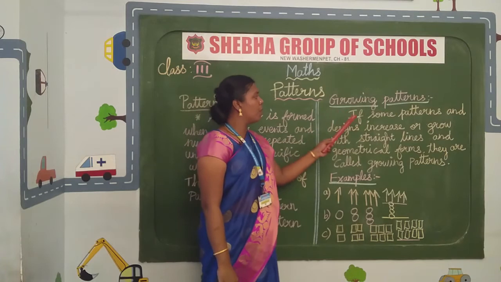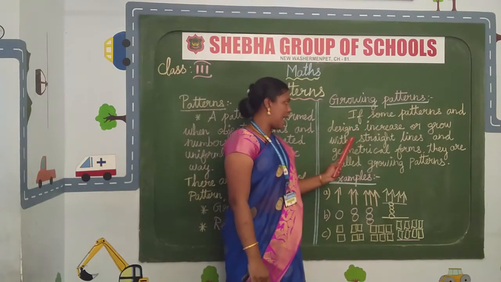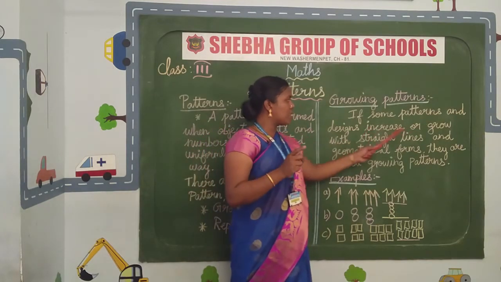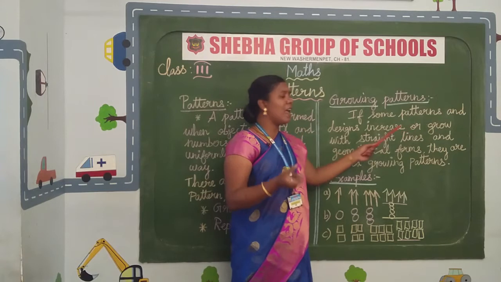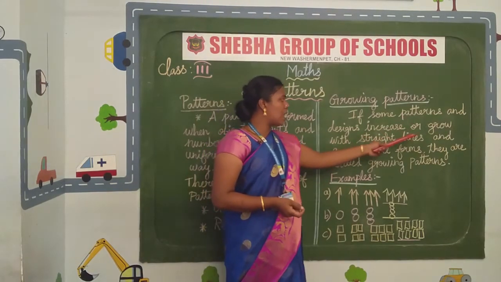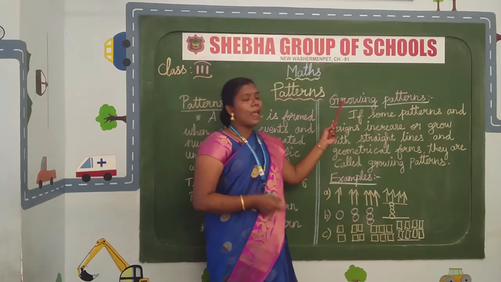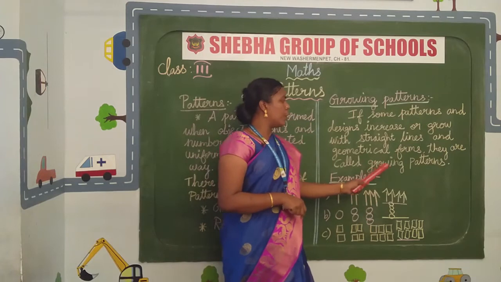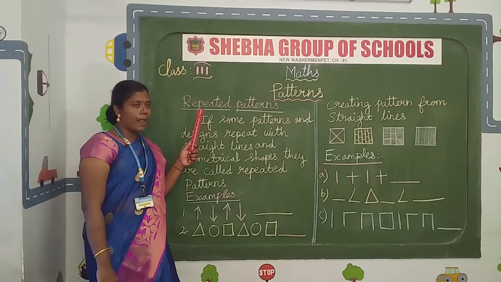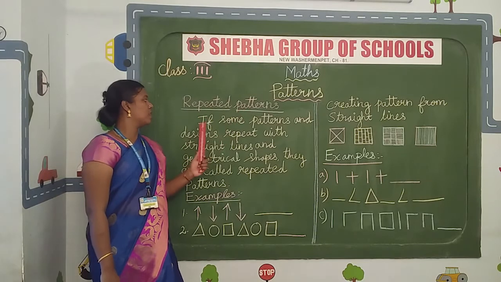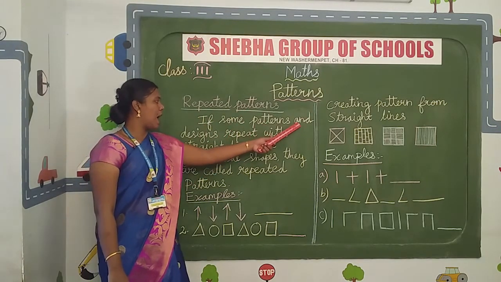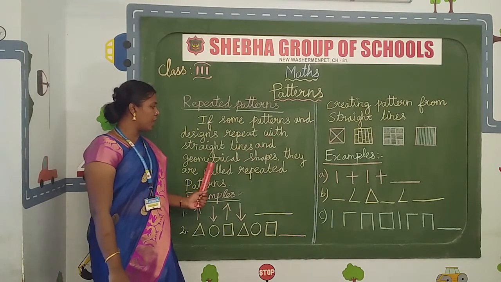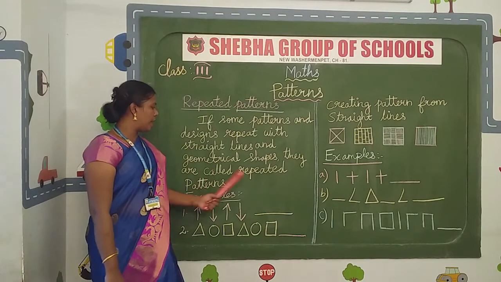Again, I will tell you, if some patterns and designs increase, it will be increased or grow. The words are similar but different from straight lines and geometrical shapes. Patterns are created using straight lines and geometrical forms. They are called growing patterns. Next we can see about repeated patterns. If some patterns and designs repeat with straight lines and geometrical shapes, they are called repeated patterns.